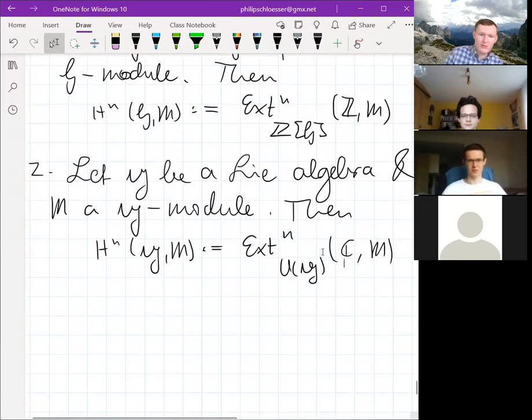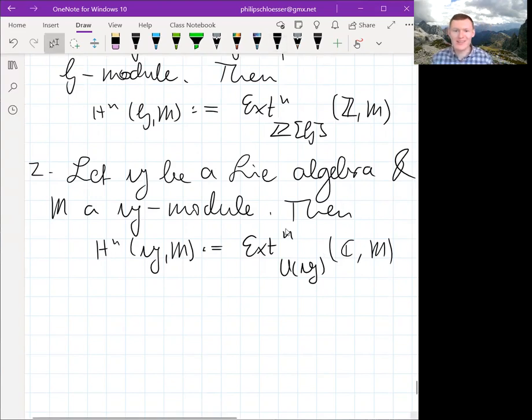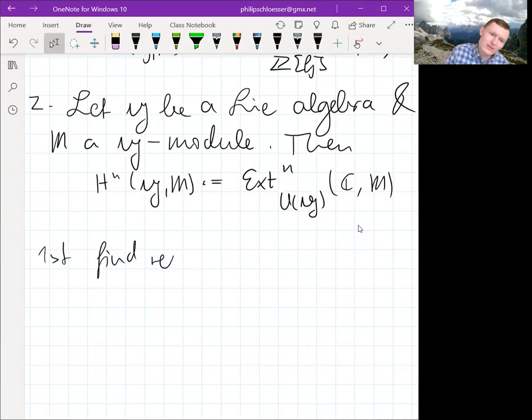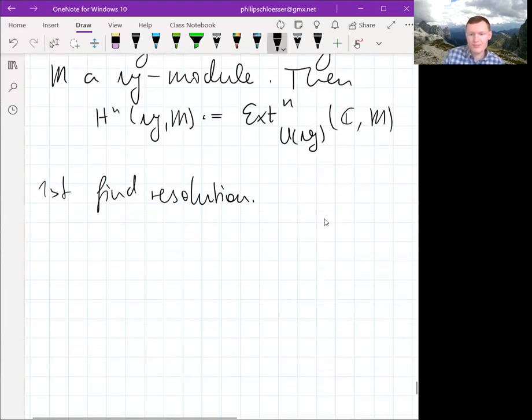Well, in any case, if we want to work those out, we first need to find resolutions. So I guess this is where we start in any case. First find a resolution. Well, yeah, we want to do it by finding projective resolutions. So we sort of start on the right.